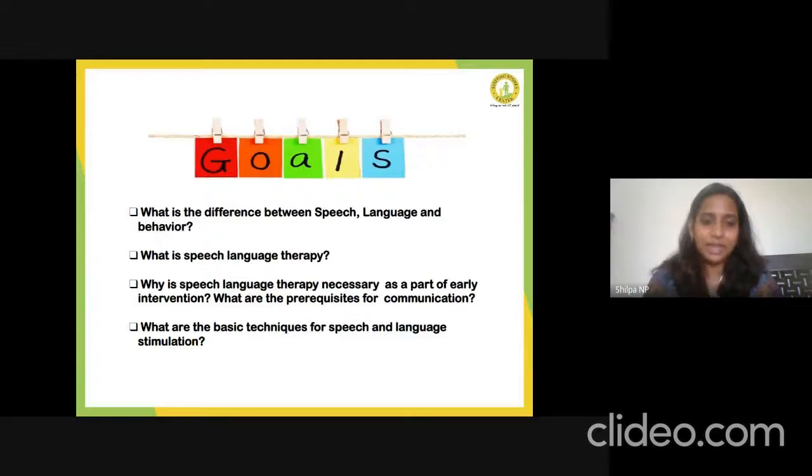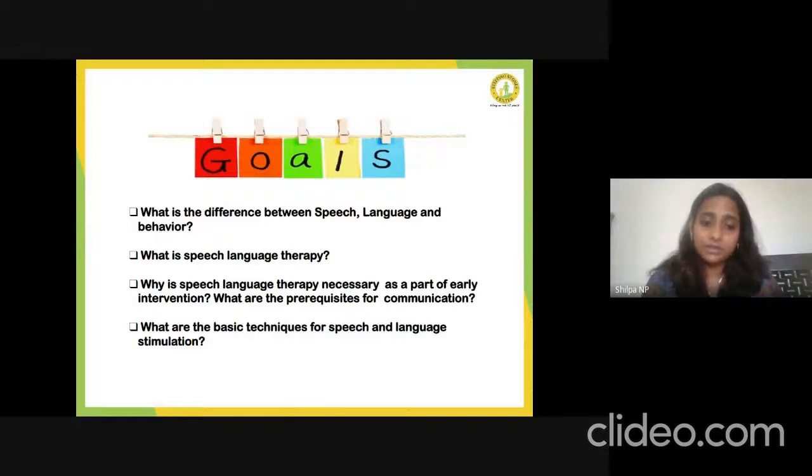Think about it. Then I would be explaining to you what language therapy is, and how and when you should be starting speech language therapy. And there are certain prerequisites for communication. By the way, communication is a whole different word, but I will make you understand that we have different prerequisites which should be achieved before a child is able to start communication in terms of speech or language.